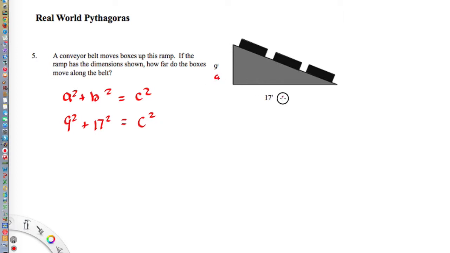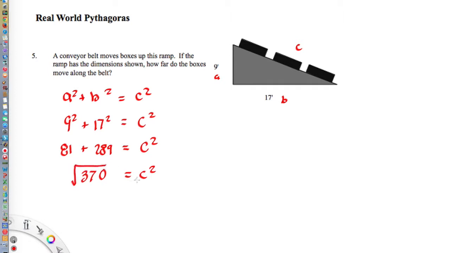This would be A, this would be B, and this would be C. Okay, the hypotenuse squared. Well, 9 times 9 is 81. 17 times 17 is 289. And those two together will equal c squared. When we add these up, we're going to get 370 is equal to c squared.